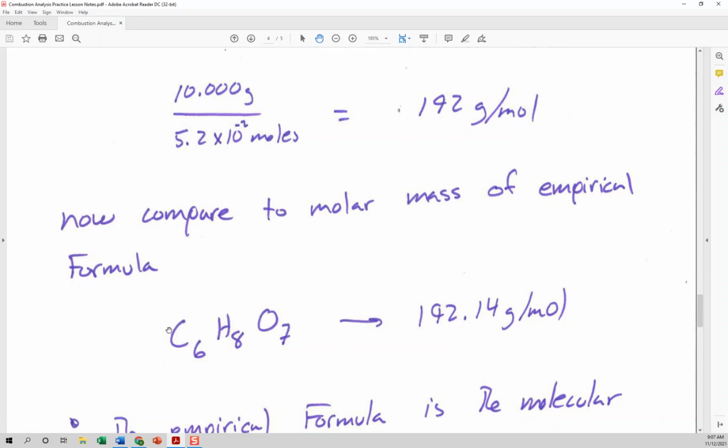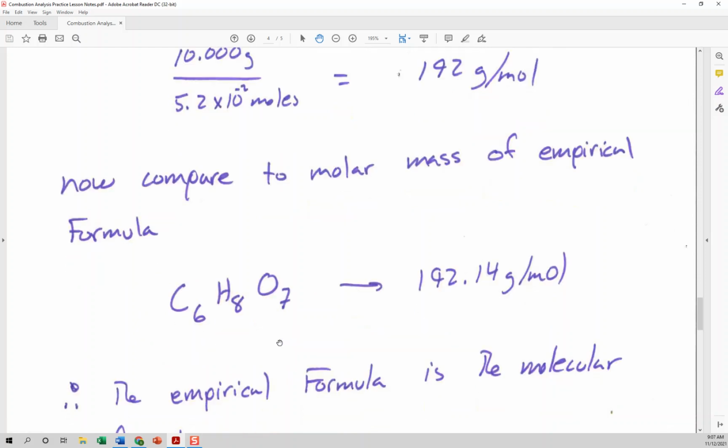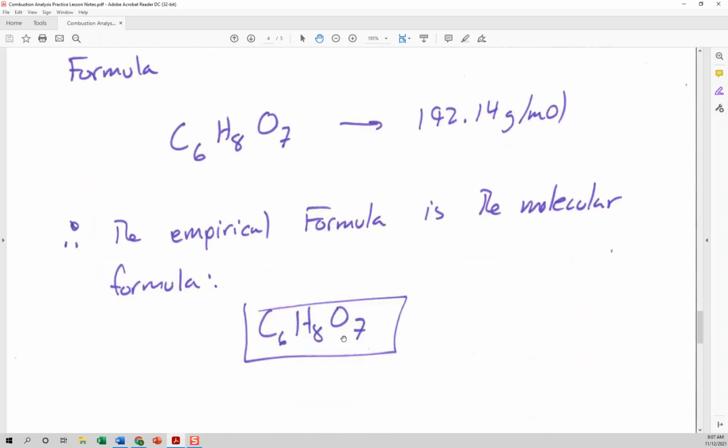So remember, when you find this, maybe the molar mass of the empirical formula will be half the molar mass of the compound, or it'll be 3 times less, or 2 times less, or 4 times, whatever. But when the molar mass of the compound is the molar mass of the empirical formula, that means that the molecular formula is the empirical formula. So we just verified that the empirical formula is also the molecular formula. So that's part B. Okay.